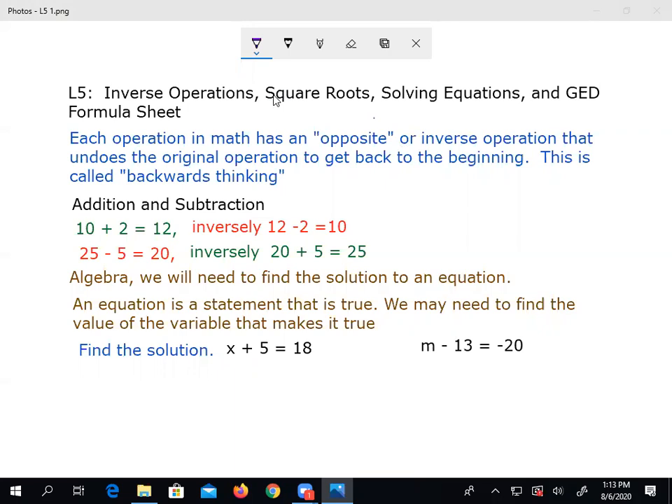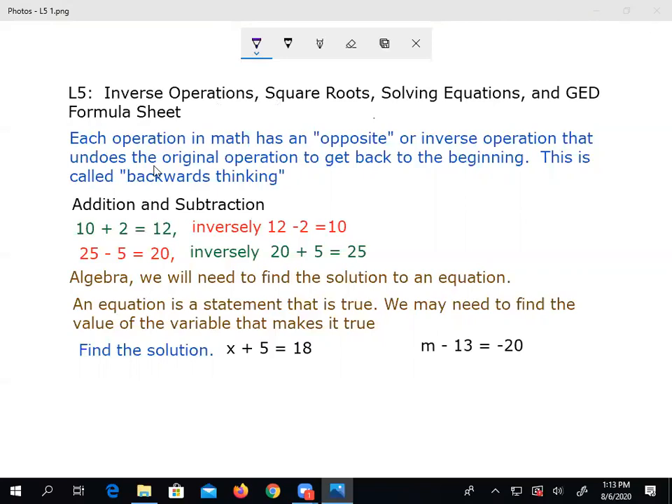In math, each operation has an opposite operation, or what we refer to as inverse operation. And this inverse operation undoes the original operation to get back to the beginning of the problem. And a lot of times we call this backwards thinking. So we're going to talk about addition and subtraction.